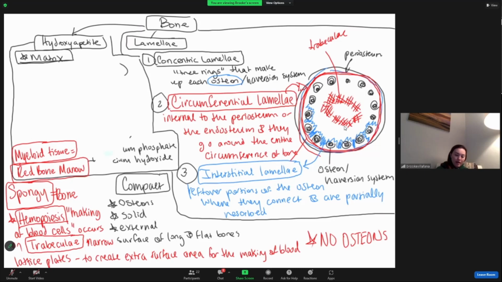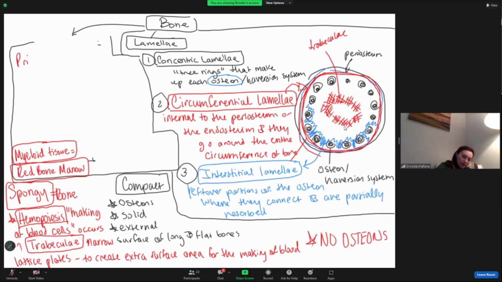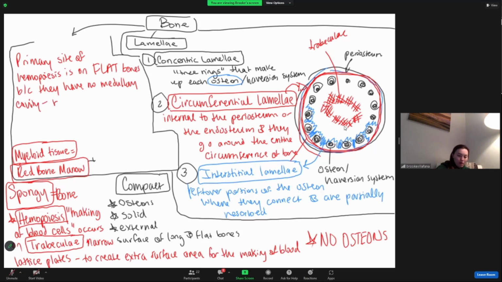So the primary site for hematopoiesis is on our flat bones, because they have no medullary cavity. These bones are the ribs, the skull, the pelvis, and the sternum.